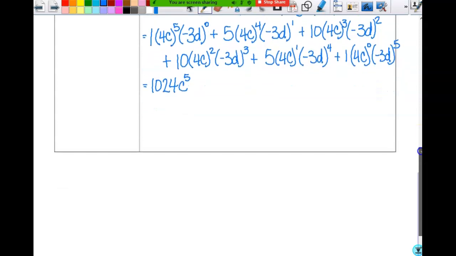Then here, since I'm going to take negative 3d to the 1st power, this is going to stay negative. When it multiplies by all that, it's still going to be negative. So this is going to be minus. So I'm going to have to take 4 to the 4th then multiply it by 5 and a negative 3, and that'll give you negative 3840 c to the 4th times d.